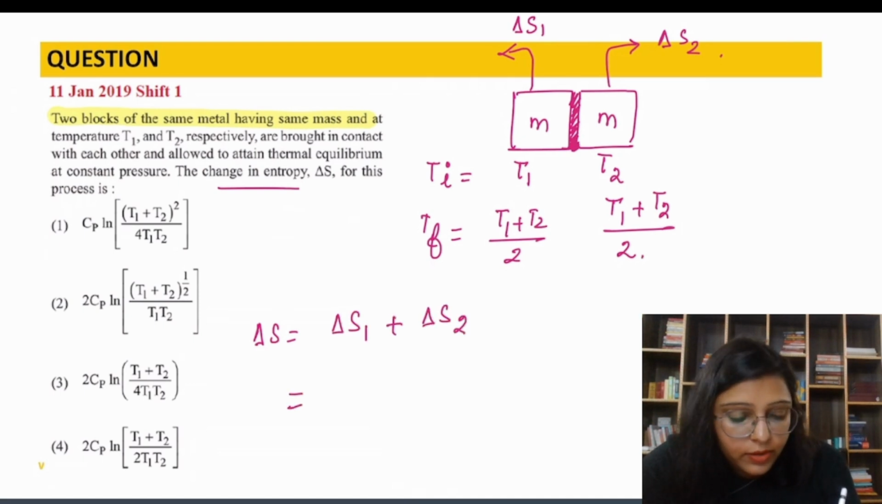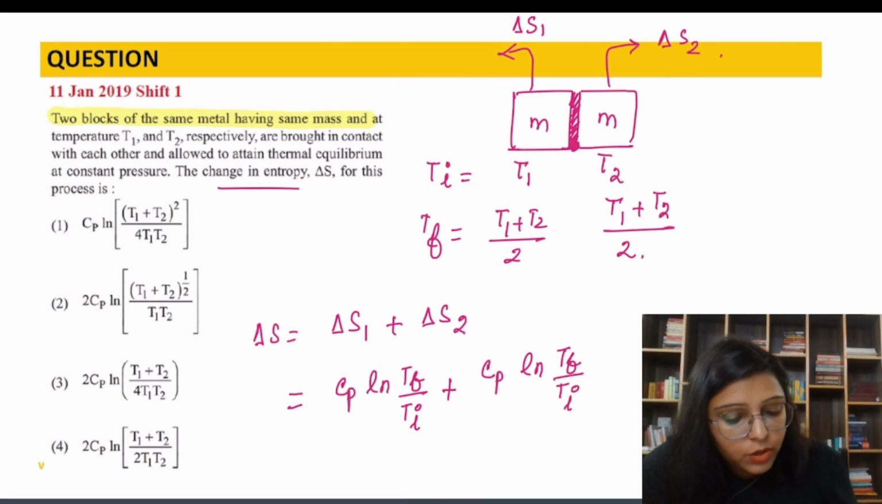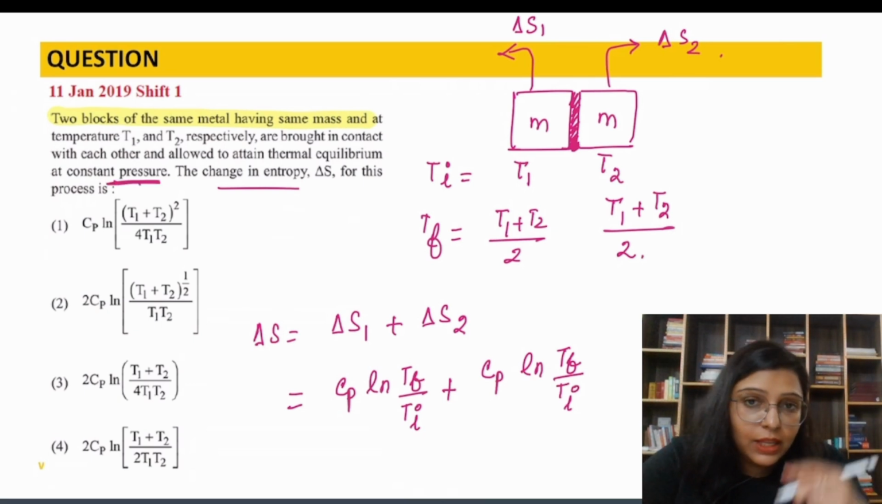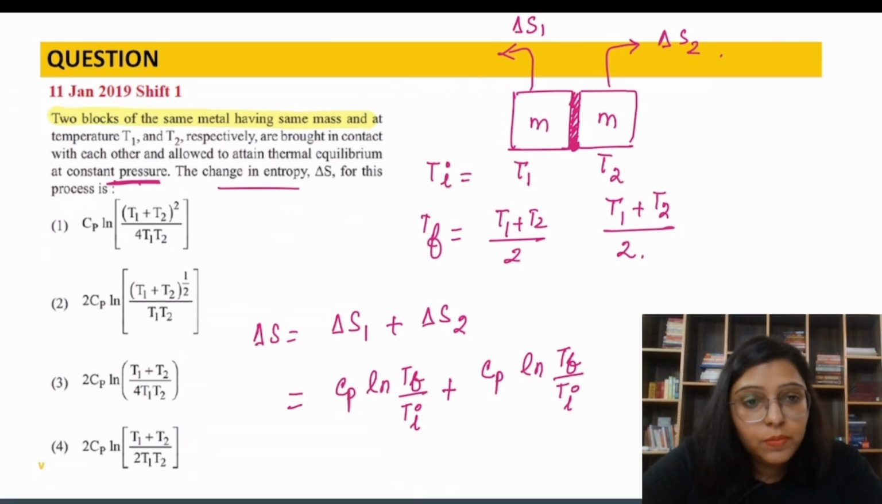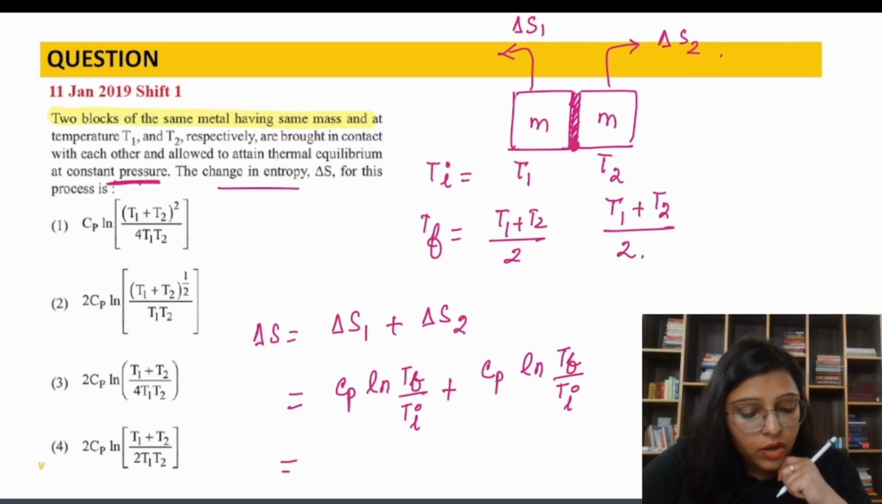Delta S1 we can write as Cp ln T final upon T initial. Similarly for delta S2 we can write Cp ln T final upon T initial, because pressure is constant. At constant pressure, that's why we are writing Cp. In the above question, we have the same thing because the pressure is constant, right? So Cp.